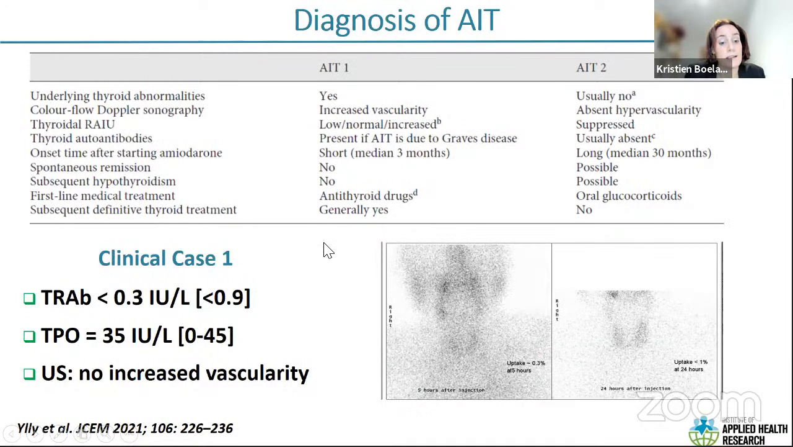So going back to our case then, we checked the TSH receptor antibodies, which were negative. TPO antibodies were also negative. And on ultrasound, this is not what I'm showing here, on ultrasound there was no increased vascularity. And you can see that there was very little uptake. So this patient had type 2 amiodarone-induced thyrotoxicosis, and we started him on steroids.